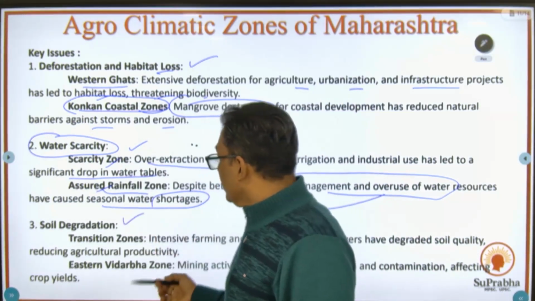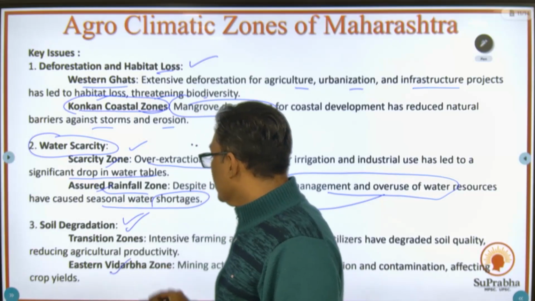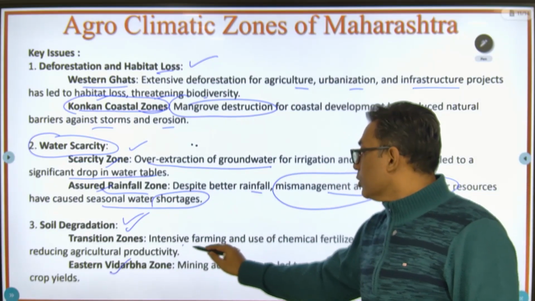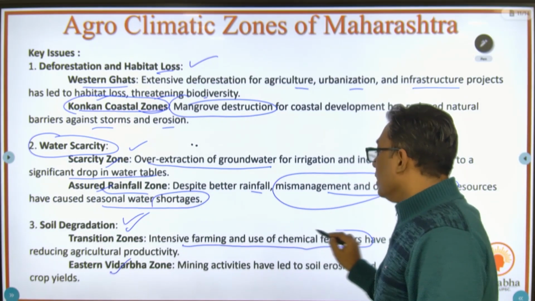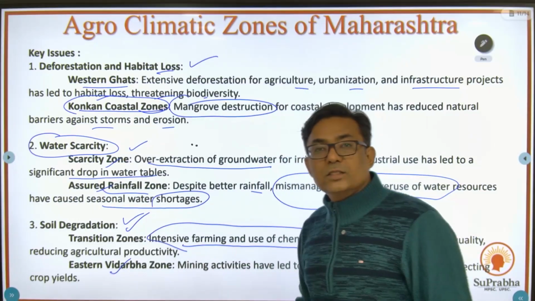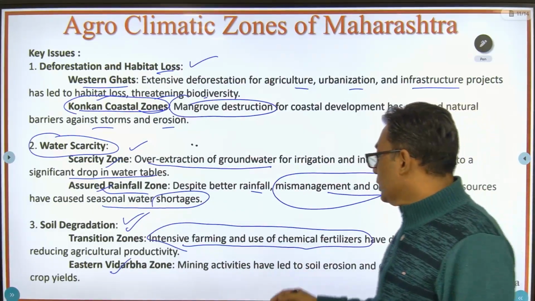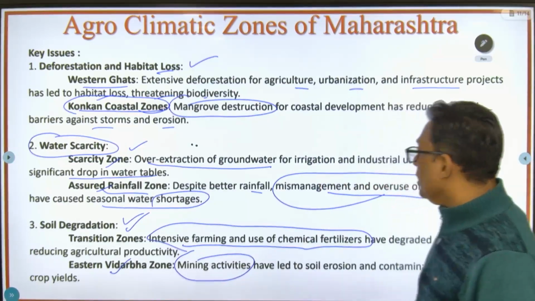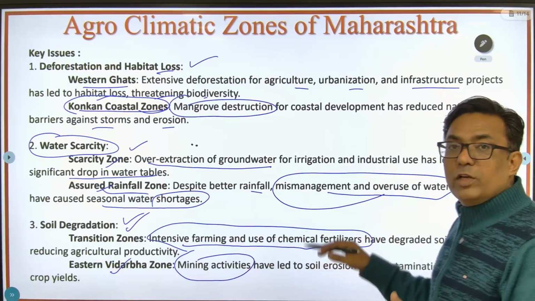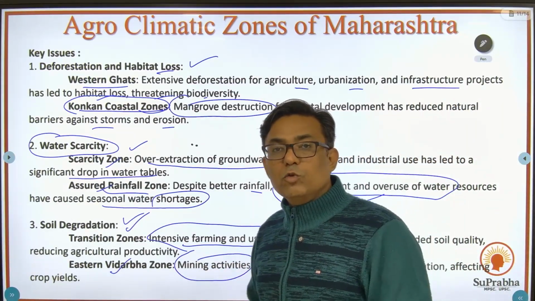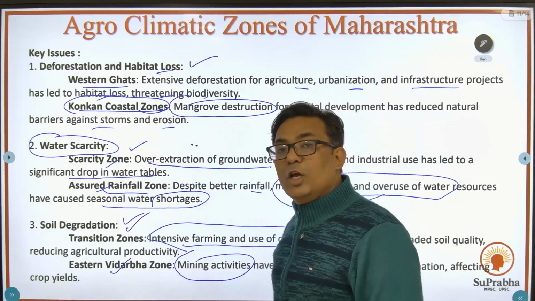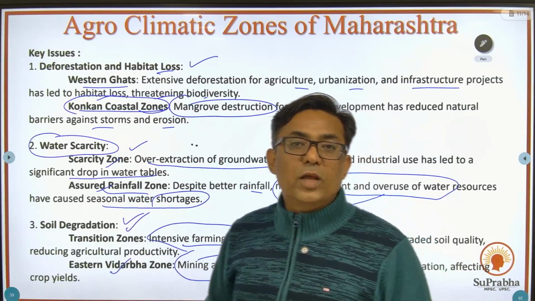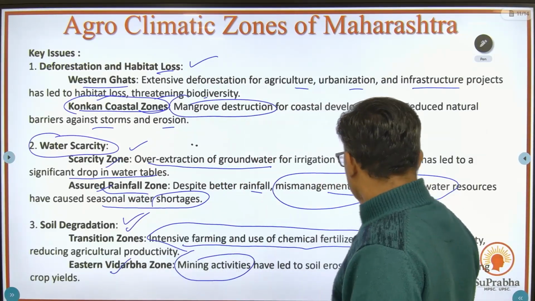Next, soil degradation. This is mostly seen in the transition zone and the eastern Vidarbha zone. Transition zone because of intensive farming and use of chemical fertilizers. Okay, and in the eastern Vidarbha zone, since you have lots of mining activities, there is soil degradation. Now these are specific to the zones. So in the exam, if you get the question, you need to write with specificity what are the issues pertaining to the agroclimatic zones. Fine.